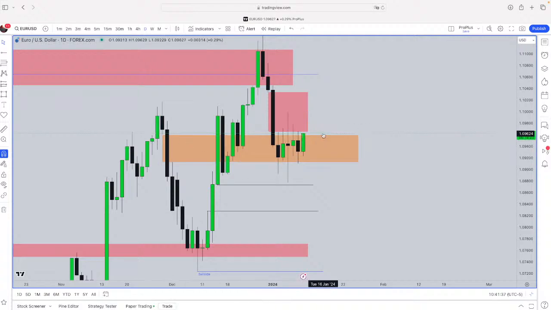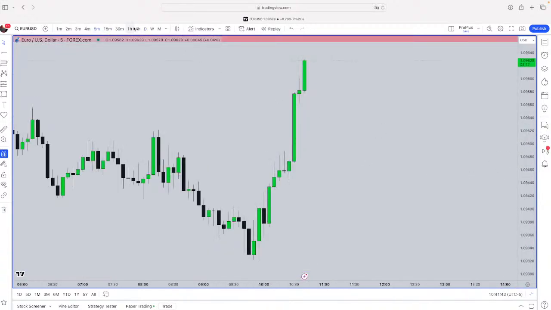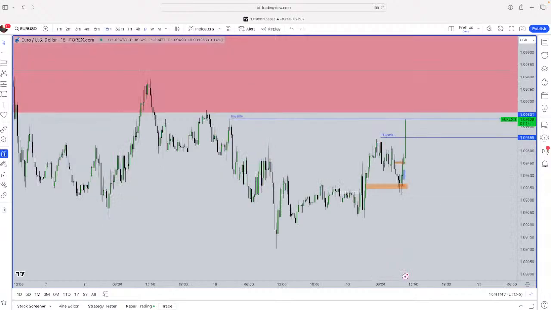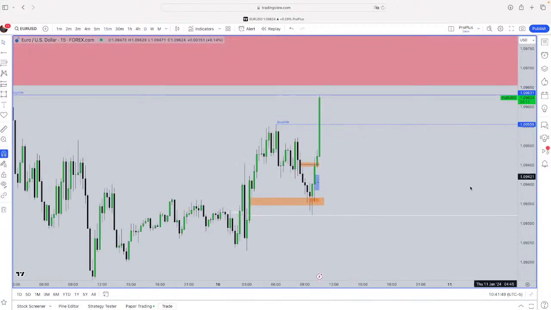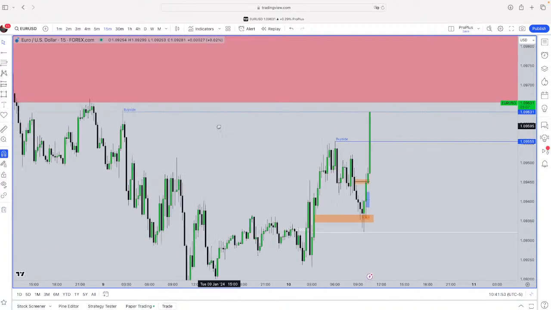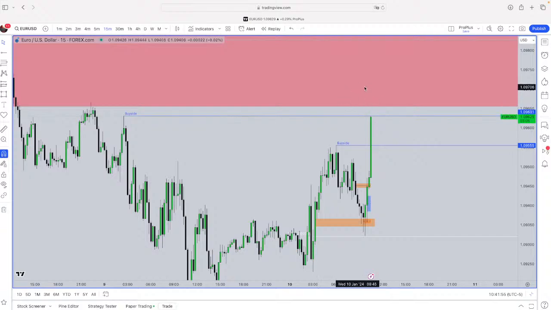So yeah, definitely going to be interesting for tomorrow for CPI. Buy side liquidity looks like it's going to get taken as well, back into that SIBI low.